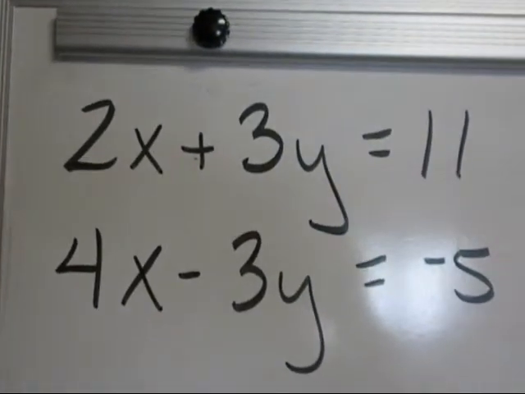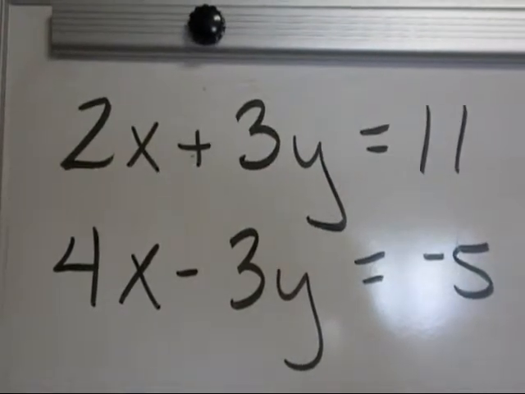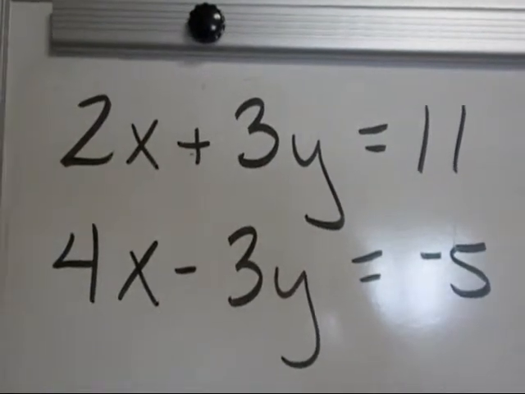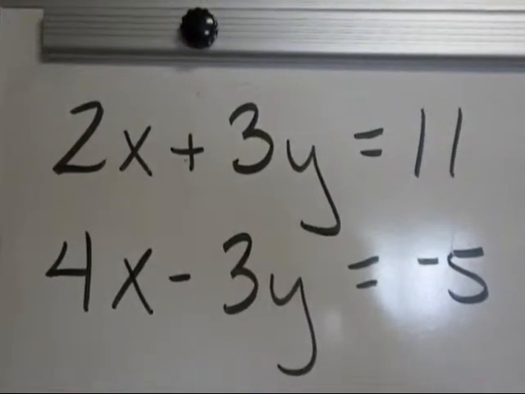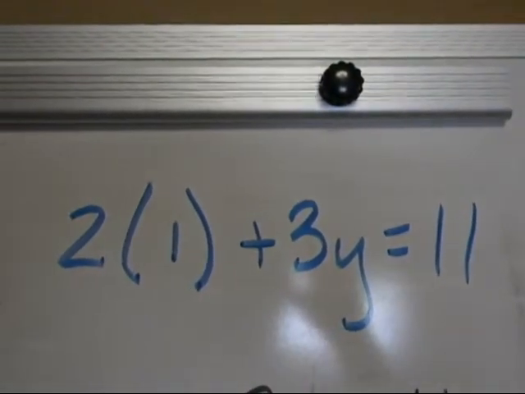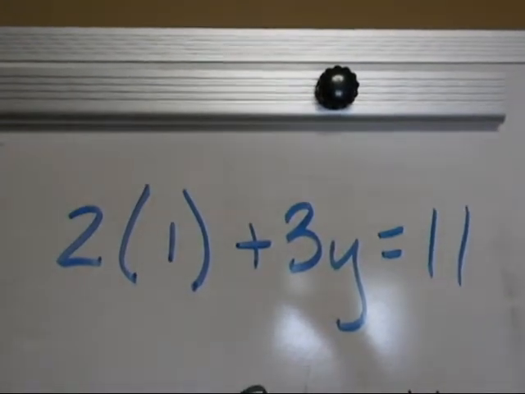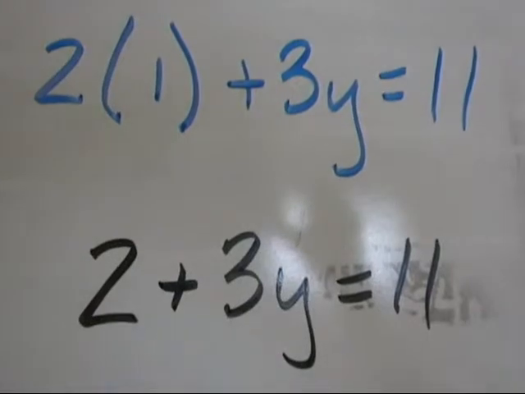Now I need to choose. Which one of those equations should I plug it back into and solve for y? It really doesn't matter. Personally, I like to avoid negatives, so I'm going to use the first equation. 2x plus 3y equals 11. Again, when things are side by side, that means multiplication. So I need to do the problem 2 times 1 plus 3y equals 11. 2 multiplied by 1 is 2, so 2 plus 3y equals 11.